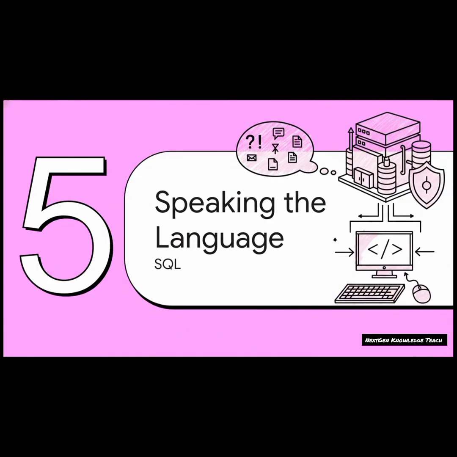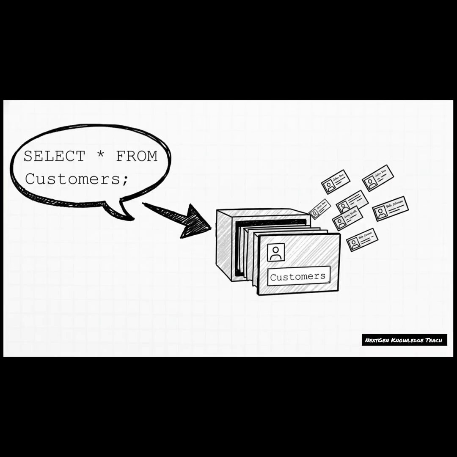It's organized, it's secure, it's reliable, but how do we actually talk to it? How do we ask it to find something for us or to store something new? Well, you need to speak its language. And that language is called SQL. The beautiful thing about SQL is that it's designed to be readable, almost like plain English. If you want to see everything that's in the customer's room, you literally say, select star, which just means everything, from customers. Simple as that.